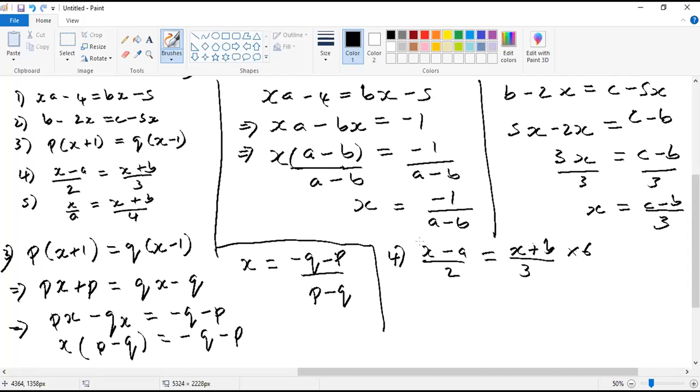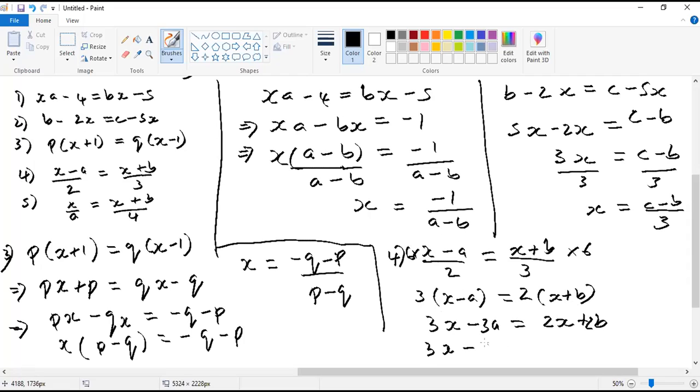So both sides by 6, right? So over here now you'd get 3 times (x minus a). This side you get 2 times (x plus b). So this is 3x minus 3a, 2x plus 2b. Group the x's, we get 3x minus 2x, and then we have 2b plus 3a.